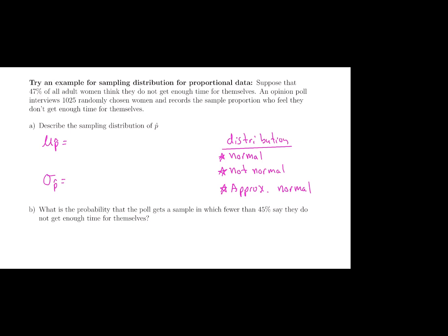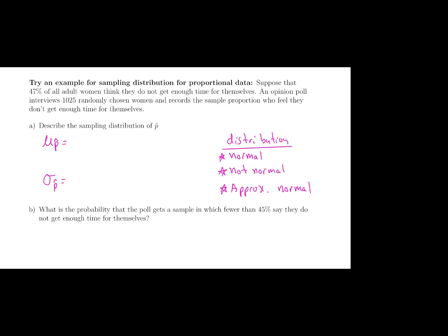So let's go ahead and work on this one. Hopefully you're able to do it so that way you can check to see if you got it correct or if you still need a little bit more work on it. So for mu p hat, if you remember, is equal to p, which is the population proportion. In this one, the population proportion will just be the 47%.